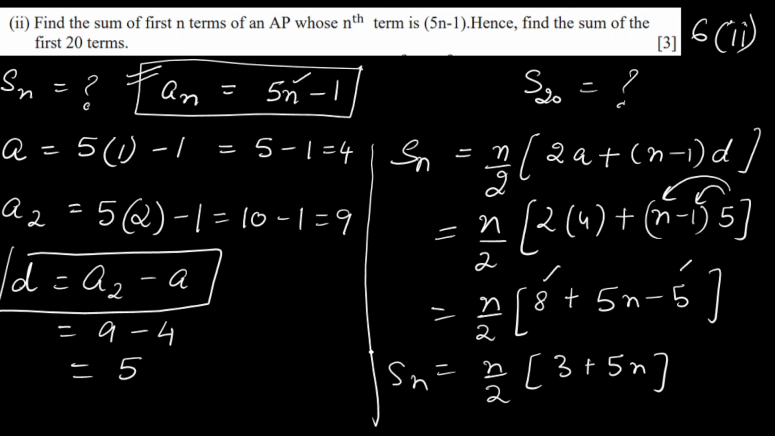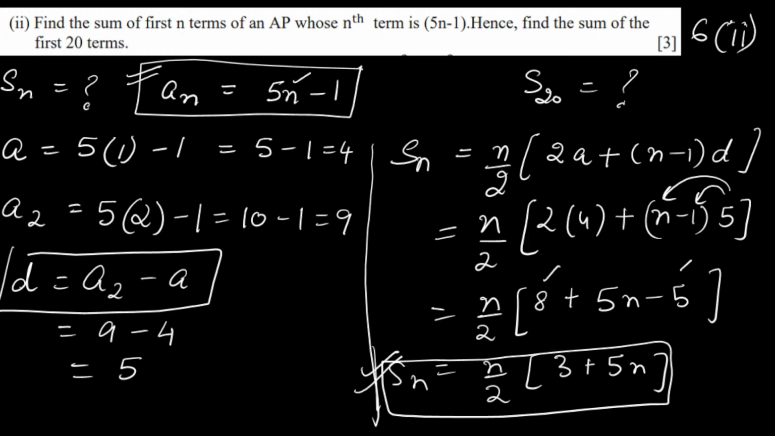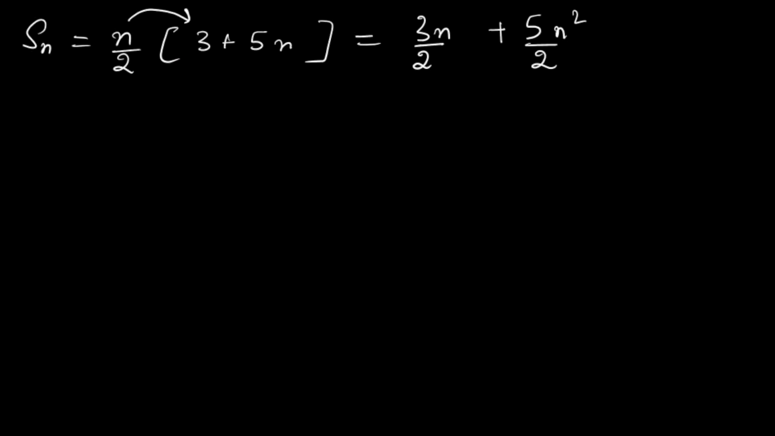So till here it's more than enough. The bracket multiplication is not required. Although if you want, you can do it like Tarun has done it. But if you write Sn till here, that is also correct. n by 2 into 3 plus 5n. Is it clear now? The last step, Nikita, it was your doubt. If you want to multiply also, you can multiply n by 2 with 3 and with this also. So you'll get 3n by 2 plus 5n square, because n into n is n square.